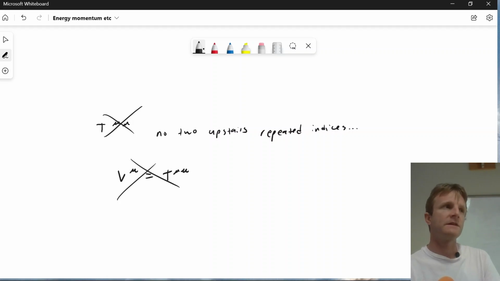When we go to general relativity, it'll be the same thing, except instead of Lorentz frame, we're going to allow arbitrary coordinate transformations. We're going to insist that the laws of nature take the same form in any coordinate system.